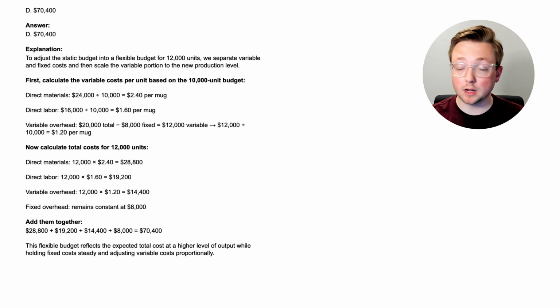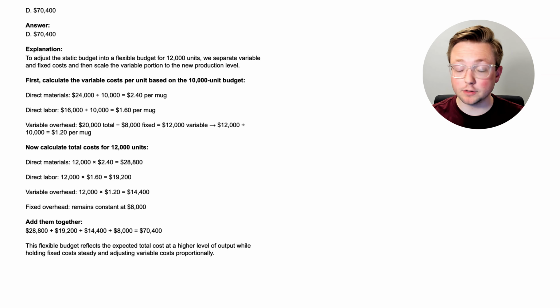Remember, we talked about this a couple of videos ago. Variable costs do not change per unit, but they of course change with the production level, whereas fixed costs don't change the total amount, but the fixed cost per unit can change depending on how many units the fixed cost is spread across. So let's go through this.